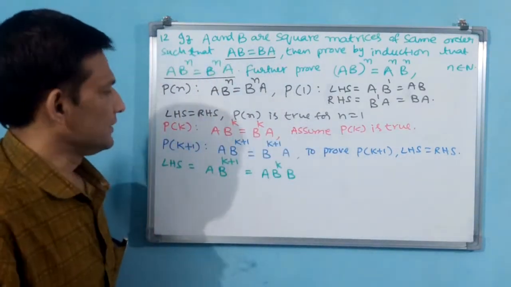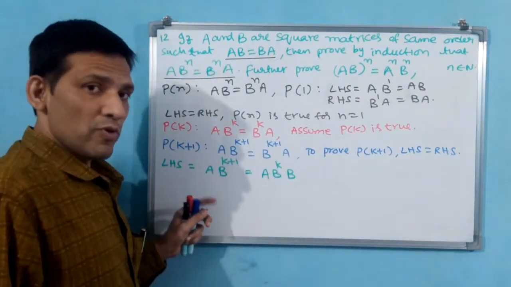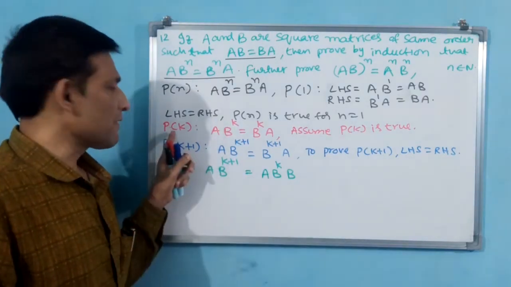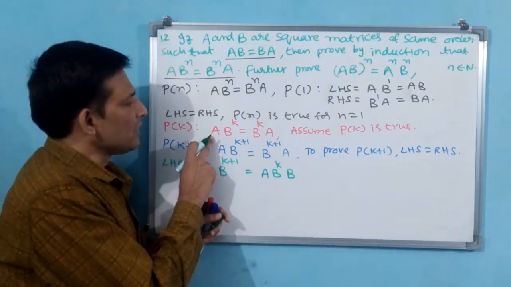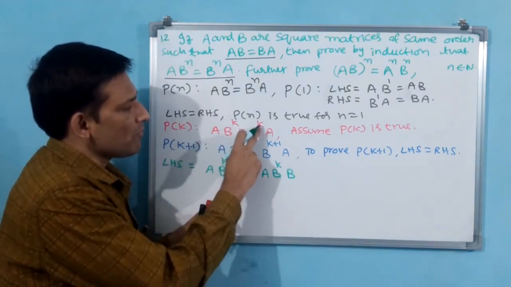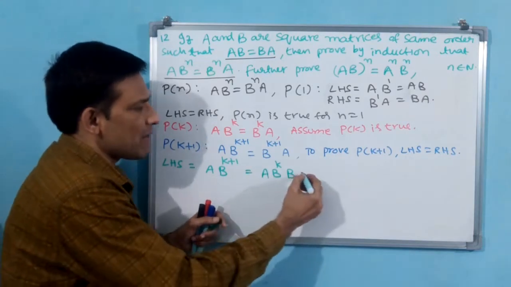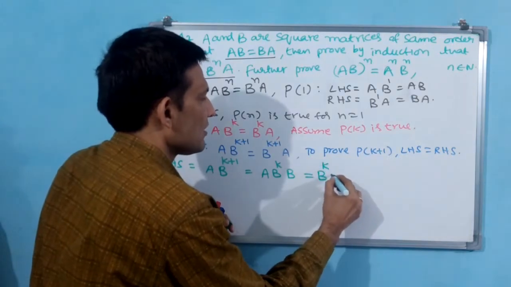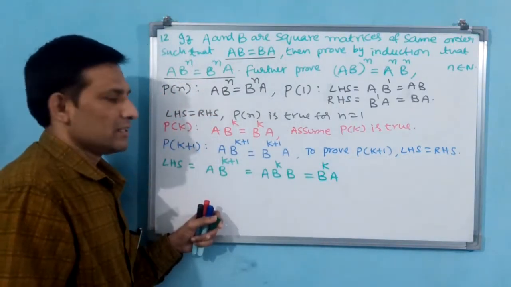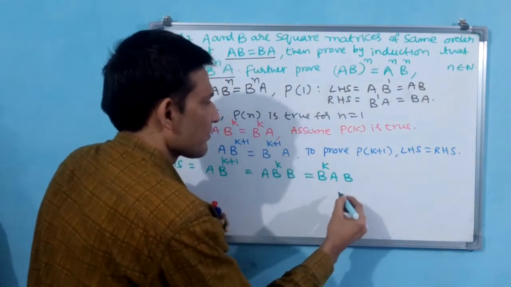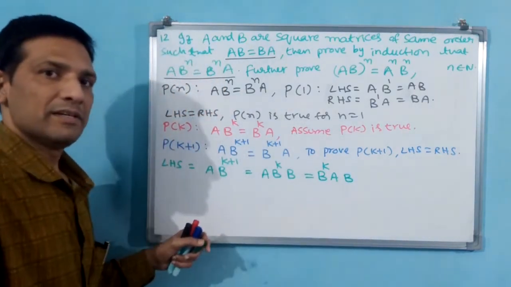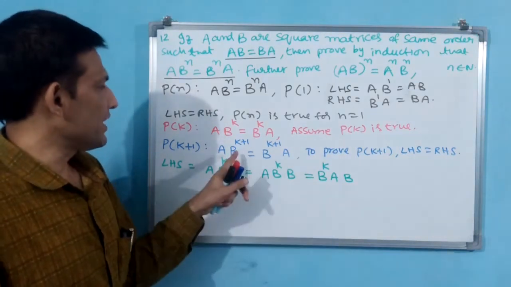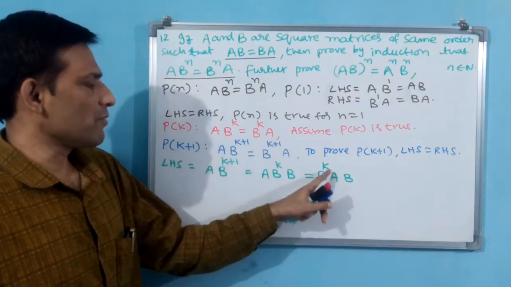Now see, we know very well that while solving P(k+1), LHS is equal to RHS, we have to take the help of P(k). P(k), if you go back, AB power k value is there, B power k A. So AB power k is there. Then again I am substituting in place of AB power k, B power k A, again into B. AB power k is equal to B power k into A.